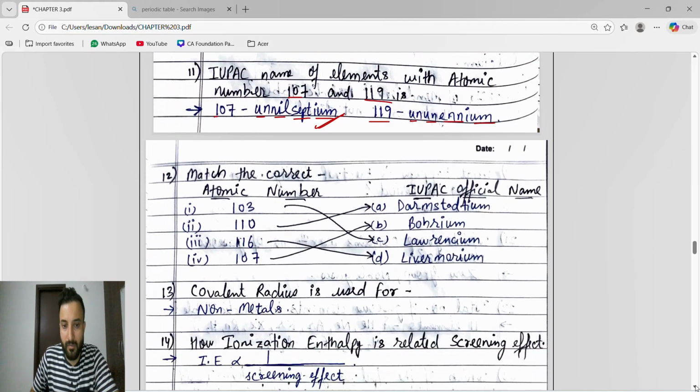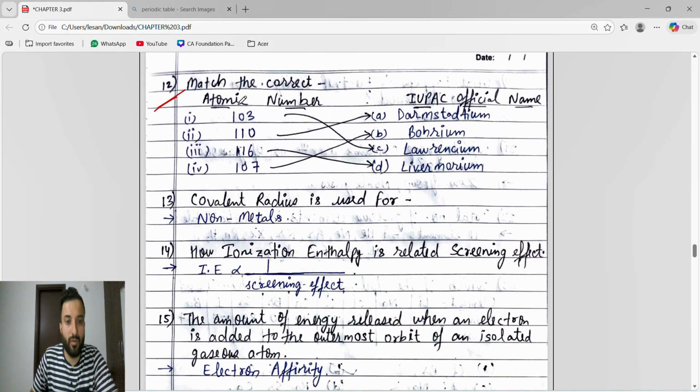This type of question, what I was saying, they give the atomic number and you have to match it with the IUPAC official name. See, 103 is what? Mendelevium, Nobelium, Lawrencium. So 103 is related to Lawrencium. This is Darmstadtium, this is Bohrium, Lawrencium, this is Livermorium. So 103 belongs to Lawrencium. Like that, 110 is Darmstadtium. You can match like this.